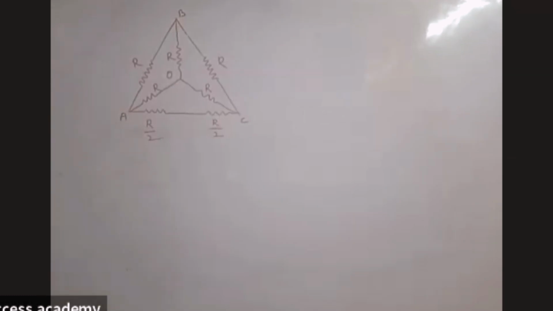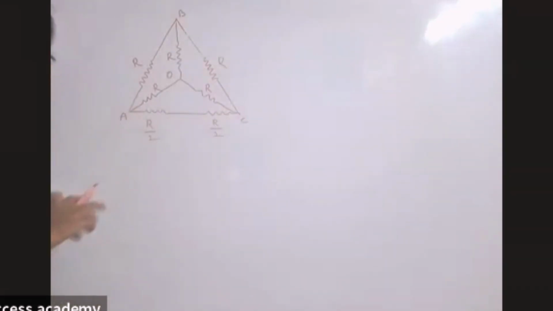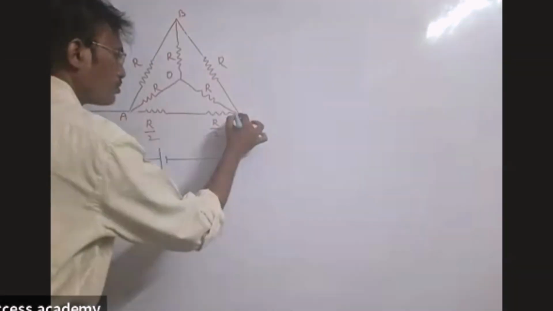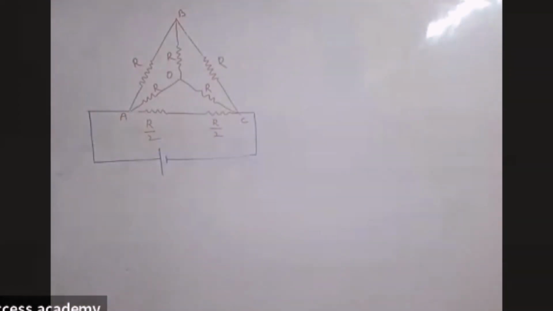This is one circuit diagram. With respect to here, the question is calculate the effective resistance between the points A and C. This is A and this is C. Whenever they say to calculate the effective resistance between A and C, A is the positive terminal and C is the negative terminal. A is the positive terminal I connected here and C is the negative terminal.